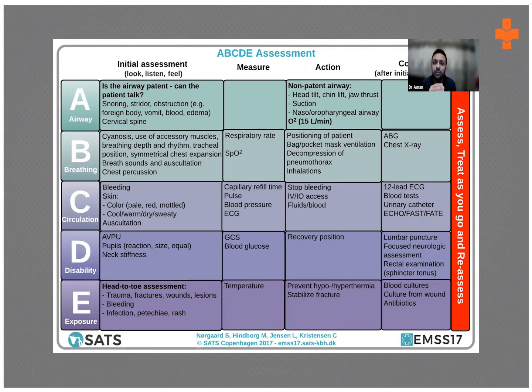If the patient looks unresponsive to you, or the GCS is less than 8, but the patient is breathing well and the circulatory parameters are well, just put them in the recovery position.